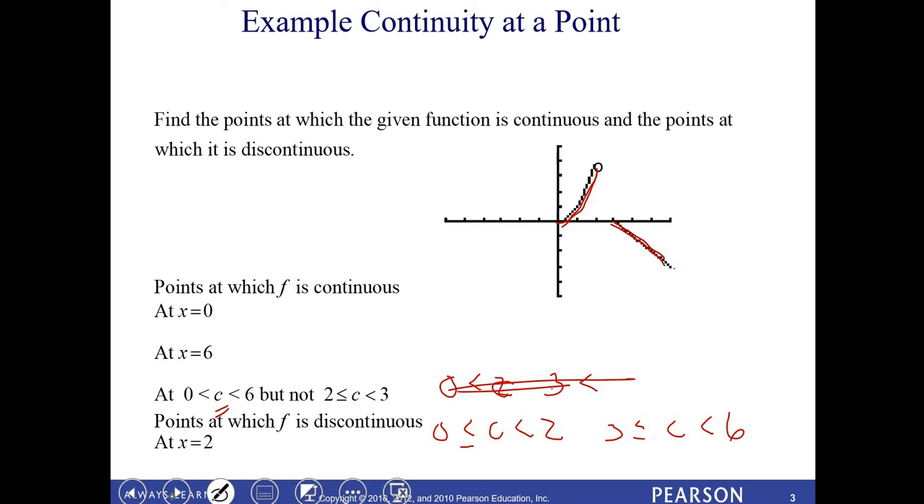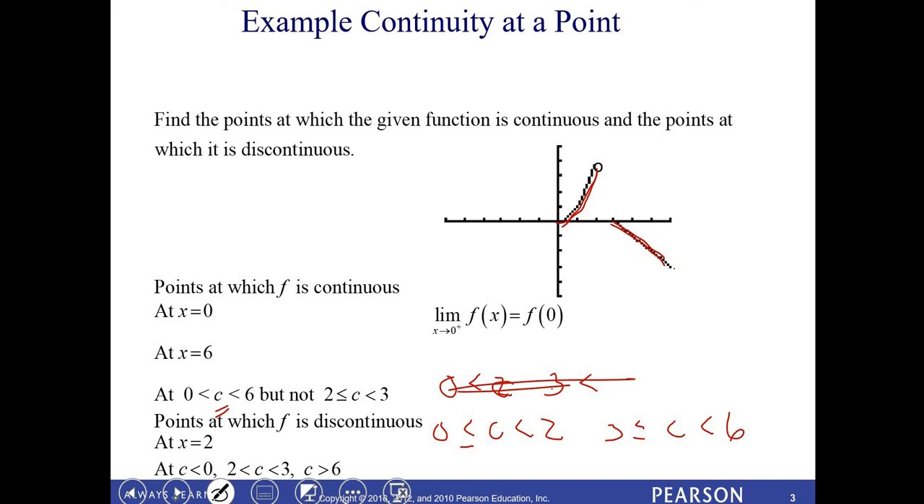Discontinuity. At x equals 2, it is discontinuous. Between 2 and 3, and anything greater than 6. So less than 0, between 2 and 3, and to the right of 6 are also discontinuous.